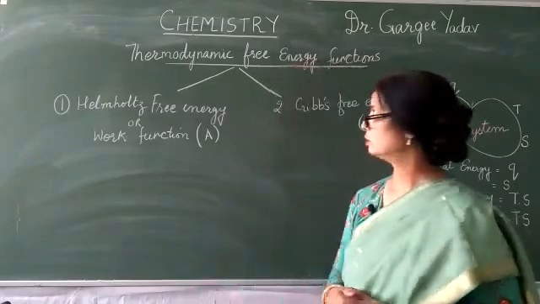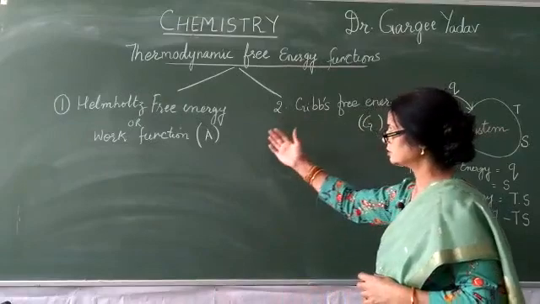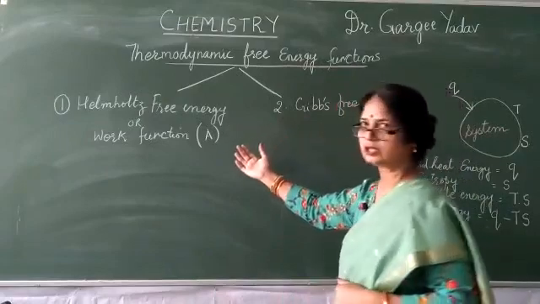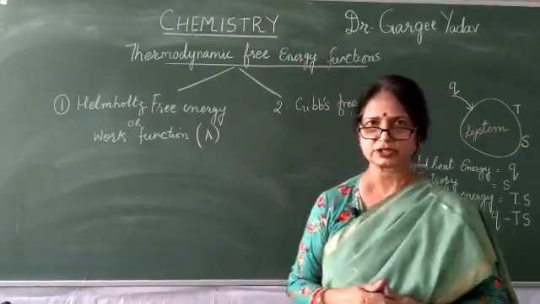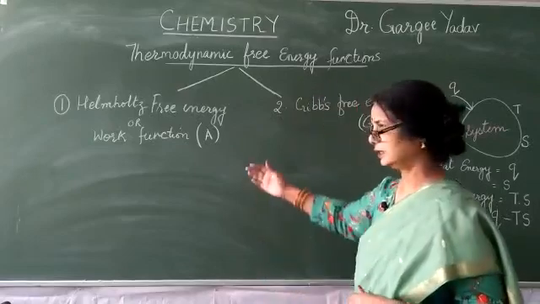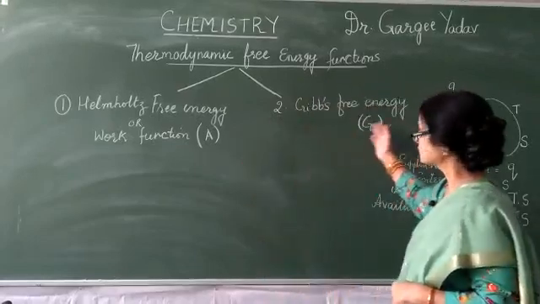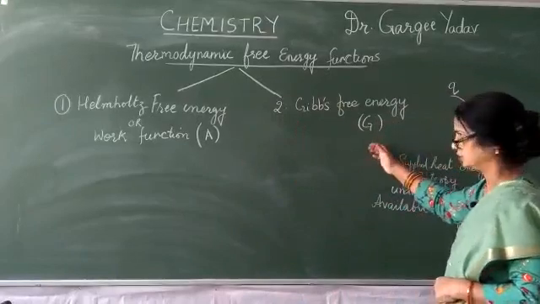So as we all know, the thermodynamic free energy function is of two types: the Helmholtz free energy function, which is also known as the work function and is denoted by A, and the other one is the Gibbs free energy function, which is denoted by G.